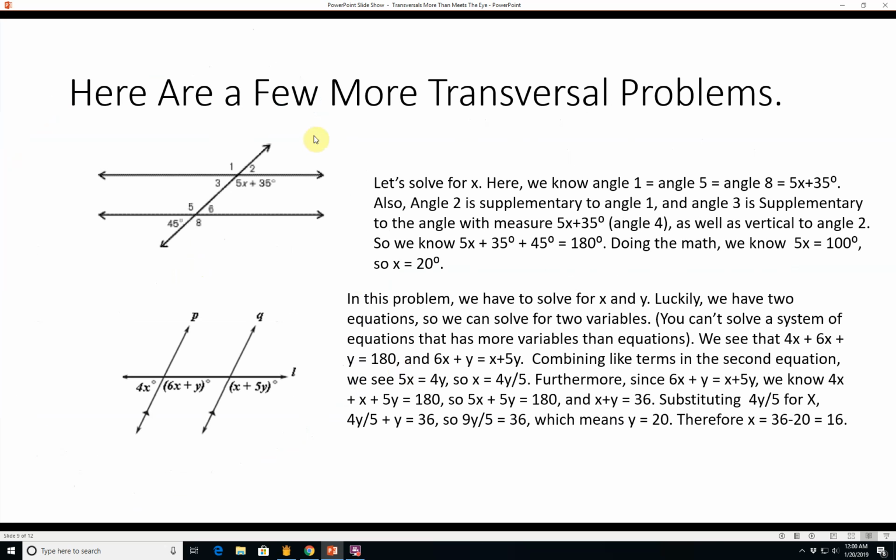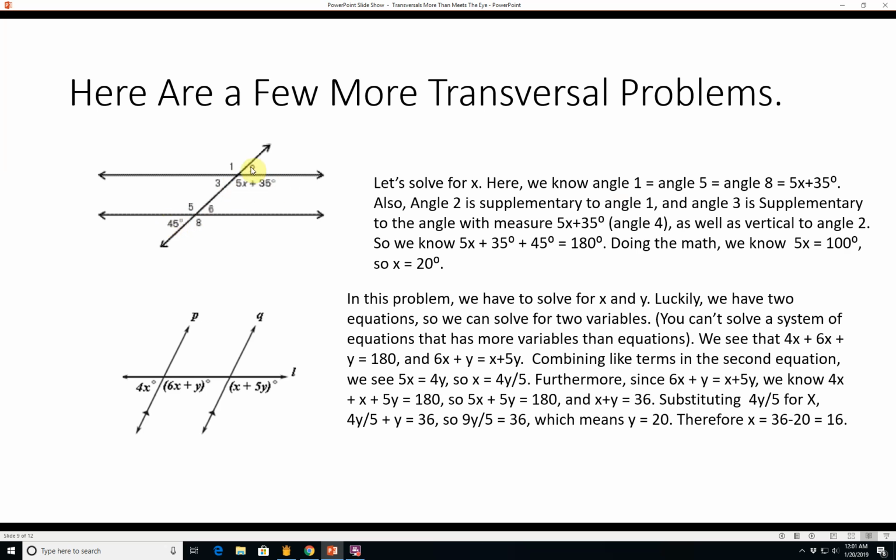Here are a few more transversal problems. So let's solve for x here. So we have angles 1, 2, 3. This presumably is angle 4, 5, 6, 7, and 8. So we know that this obtuse angle is 5x plus 35 degrees, and this is 45 degrees.